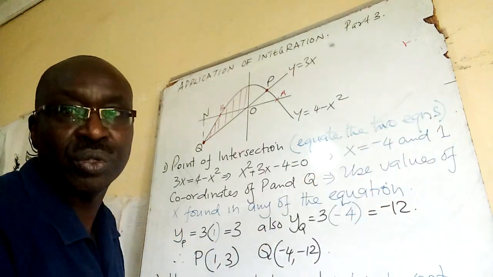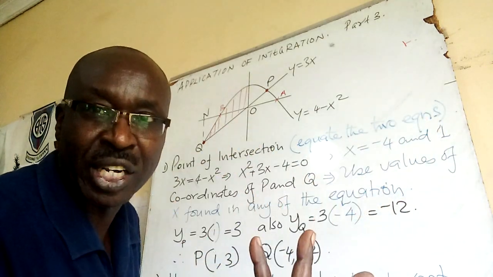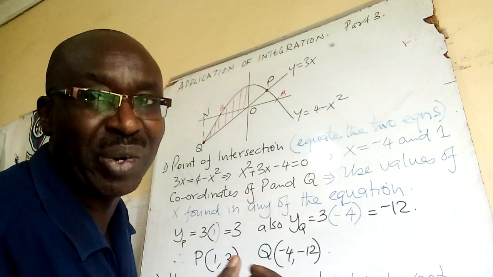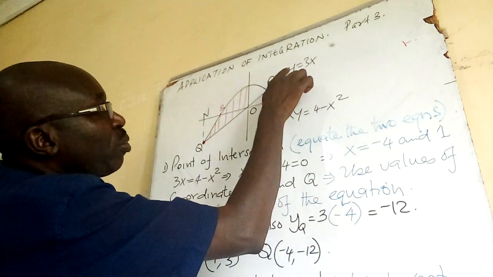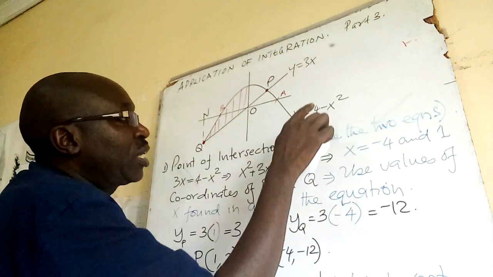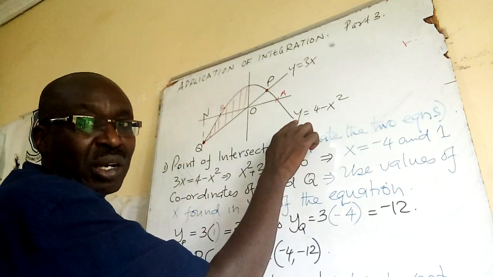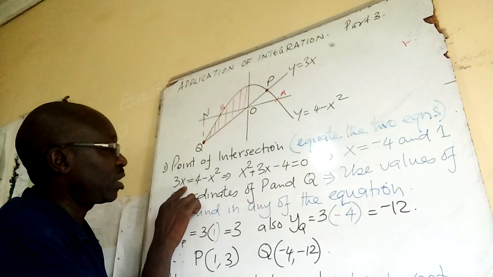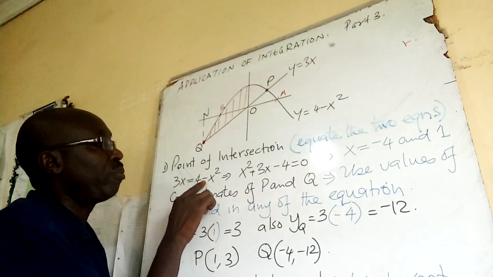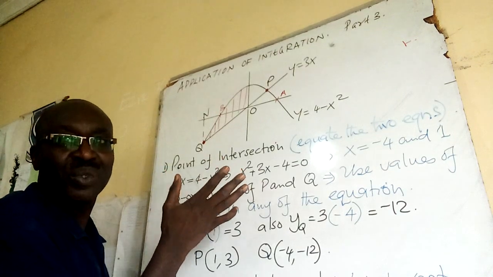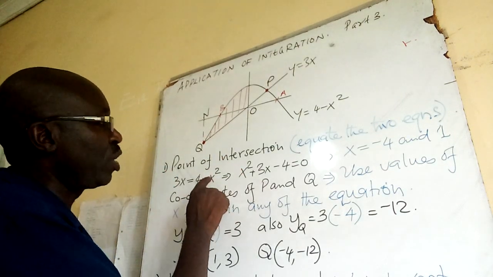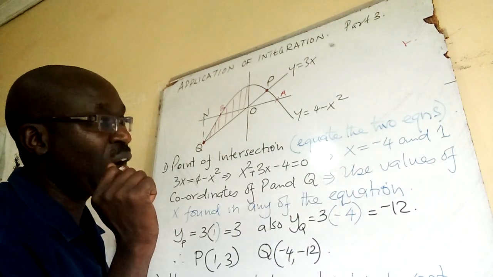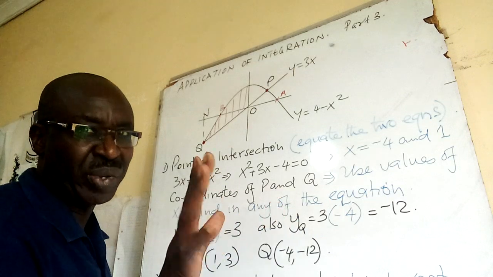This is the method: equate the two equations, after making a letter the subject. In calculus, y is normally given as the subject. From this equation, y is already the subject, and from the curve, y is already the subject. Then equate these two: 3x is equal to 4 minus x squared. You equate those two and solve. When you solve, you will get x is negative 4 and 1. That's not a big deal.